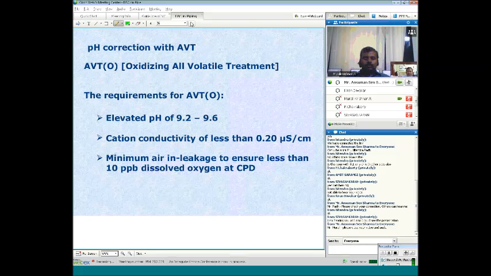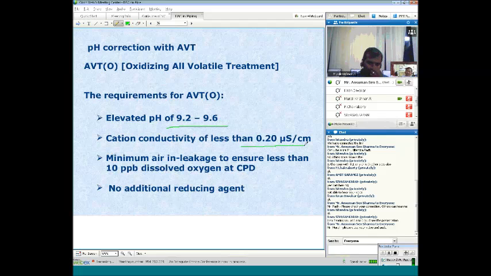There are certain requirements if you want to change your feed water chemistry into AVT-O. First of all, as you see, the elevated pH of 9.2 to 9.6 in the feed and steam cycle. One important thing is the cationic conductivity has to be less than 0.2 microsiemens per centimeter. Now, this is only possible if you are using a condensate polishing unit in your system.